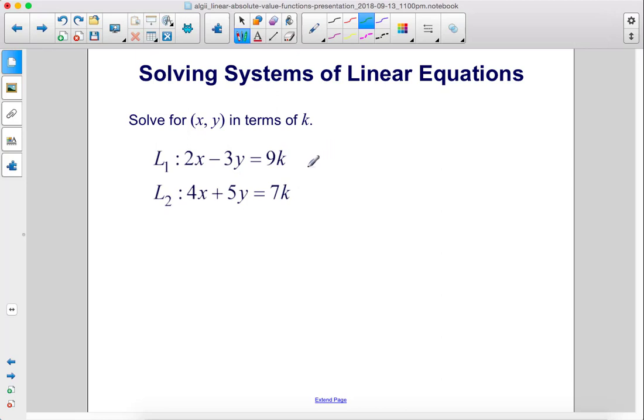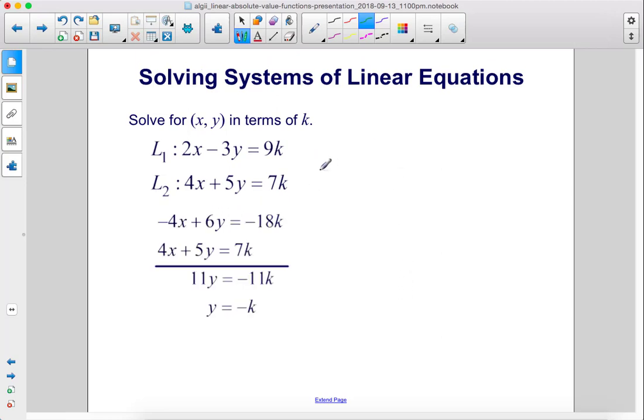Solve for x comma y in terms of k. Line 1 is 2x minus 3y equals 9k. Line 2 is 4x plus 5y equals 7k. We want the x's to cancel out. So the easiest way to do that is to just multiply the top equation by negative 2. Once we do that, the top equation becomes negative 4x plus 6y equals negative 18k. Then we can add the two equations together, and that gives us 11y equals negative 11k, y equals negative k.